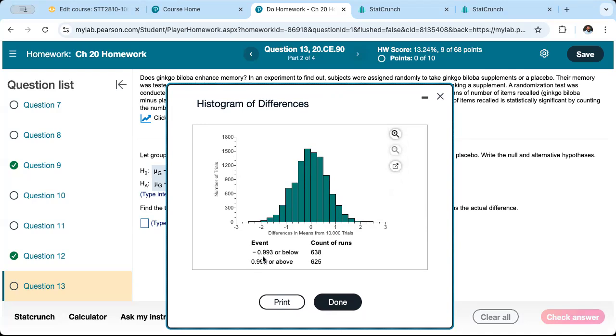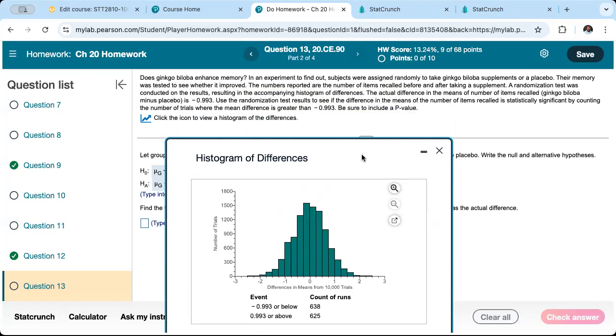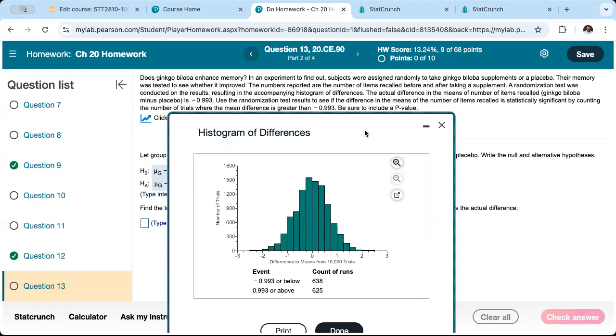So if we want to find above negative 0.993, we ought to do 10,000 minus 638. So 10,000 minus 638. That gives us a test statistic. 10,000 minus 638. So for me, in my case, it is 9362. That is how to count the mean difference that is greater than negative 0.993.